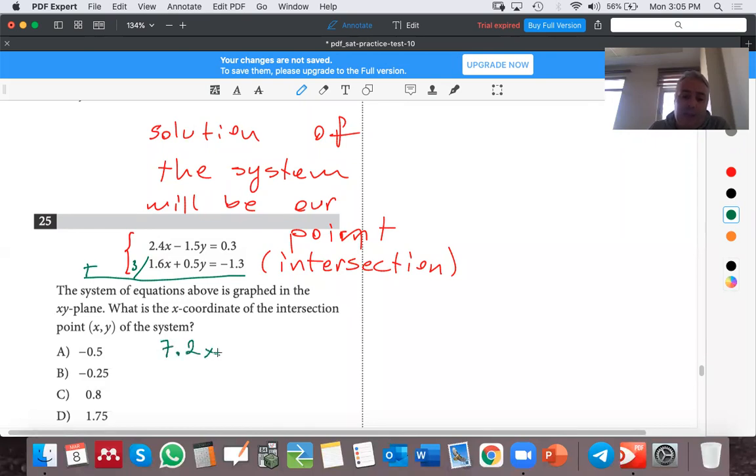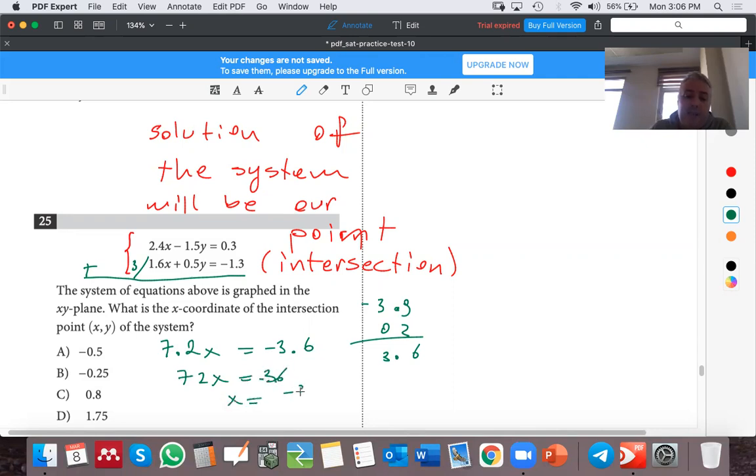By the way, you can use the calculator. I am right now not using it. 3 times 0.5 is 1.5, plus negative 1.5, 0. So this is equal to 3 times negative 1.3, negative 3.9. Negative 3.9 plus 0.3 will be negative 3.6. And then if I multiply by 10, 72x is equal to negative 36.